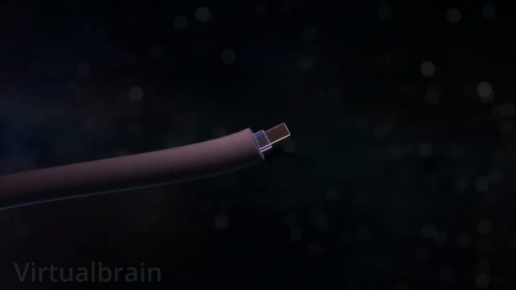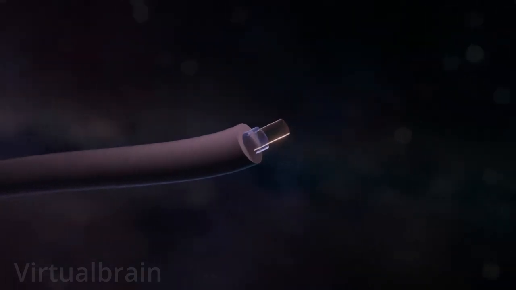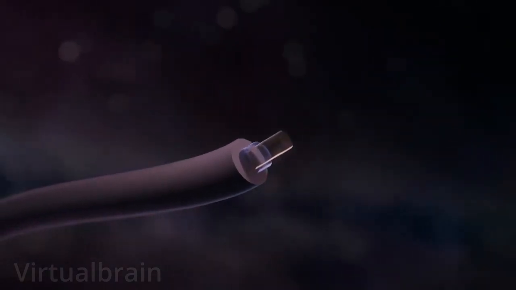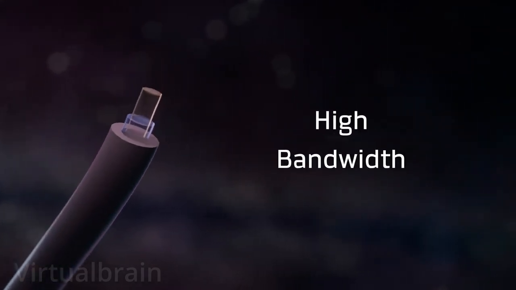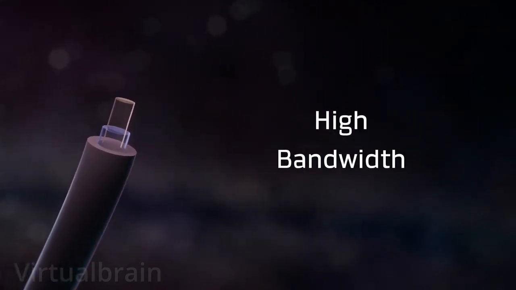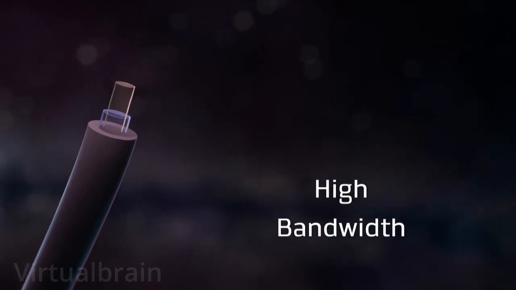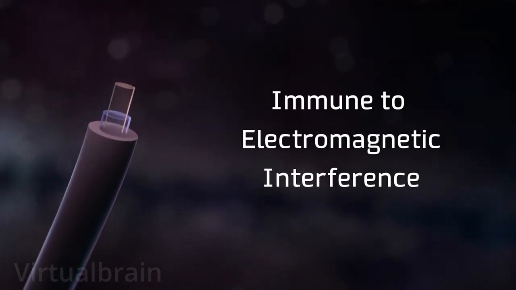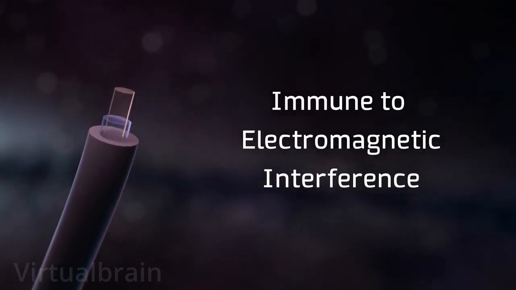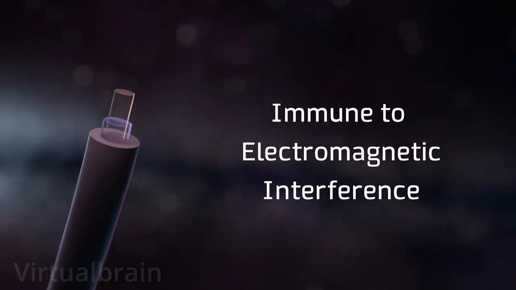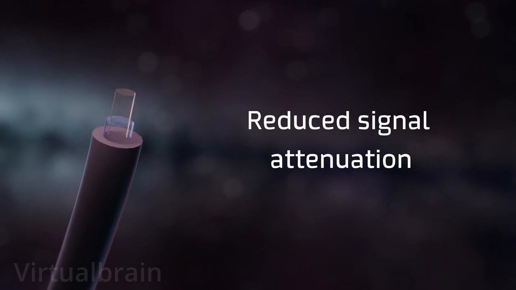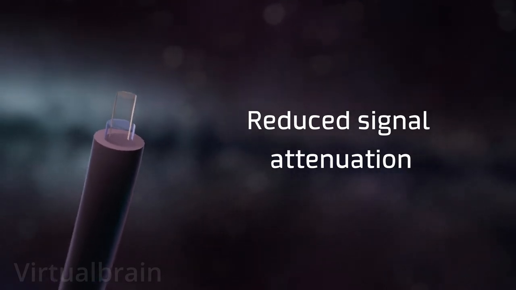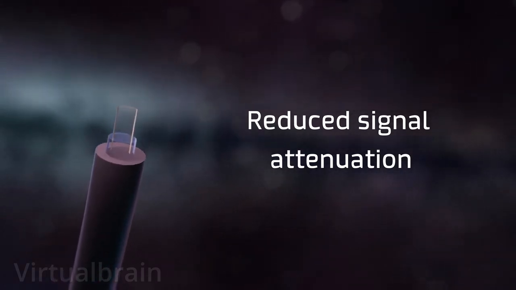Fiber optic cables have several key advantages over traditional copper cables, making them the preferred choice for modern communication networks. First, they offer higher bandwidth and data transfer rates, allowing for faster internet speeds and more efficient communications. Second, they are immune to electromagnetic interference, ensuring a more reliable and stable connection. Third, fiber optic cables experience lower attenuation and signal loss compared to copper cables, allowing for efficient data transmission over long distances.